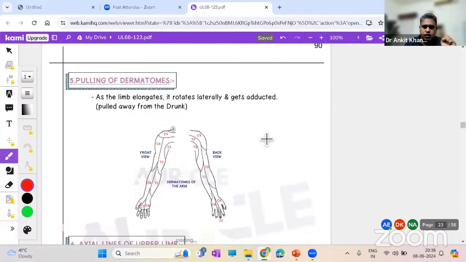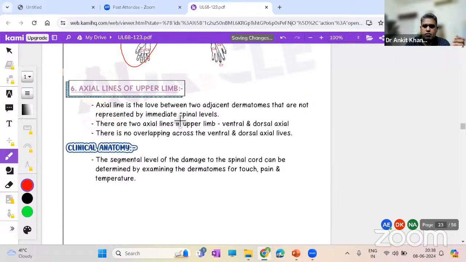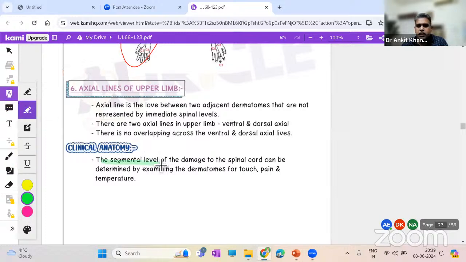Pulling of dermatomes, obviously, as a limb elongates, it rotates laterally and gets abducted, pulled away from the trunk. This is the trunk. So again I'm telling you, front view C5 to T1. This is the direction, C5 to T1 over here, and T2, T3 might come. Axial line is the line between two adjacent dermatomes that are not represented by immediate spinal levels. In the ventral-dorsal axis, there is no overlapping. So applied anatomy, just focus on the applied anatomy. The segmental level of damage to the spinal cord can be determined by examining the dermatomes for touch, pin, and temperature. That is the most important thing.